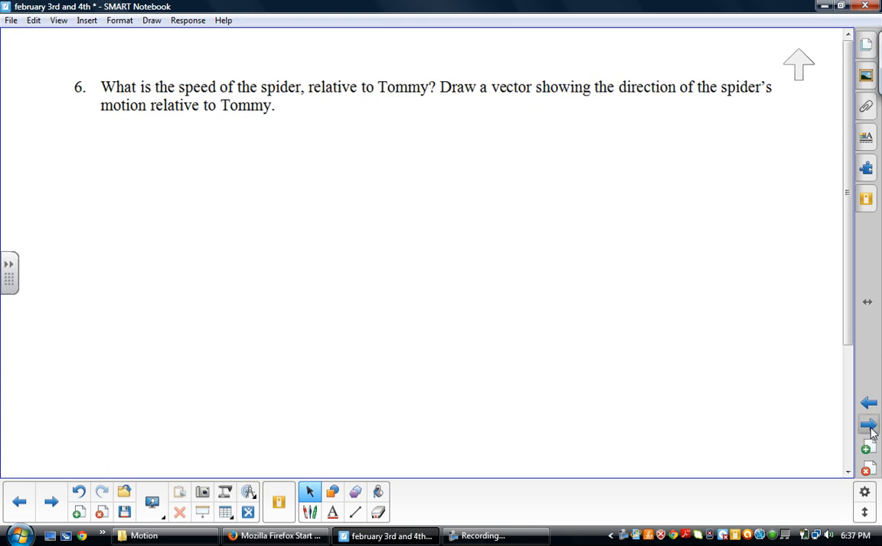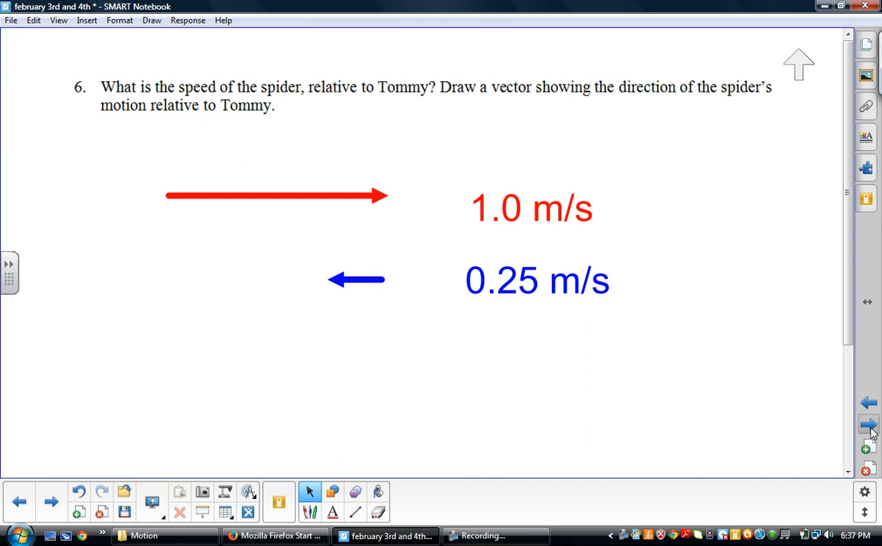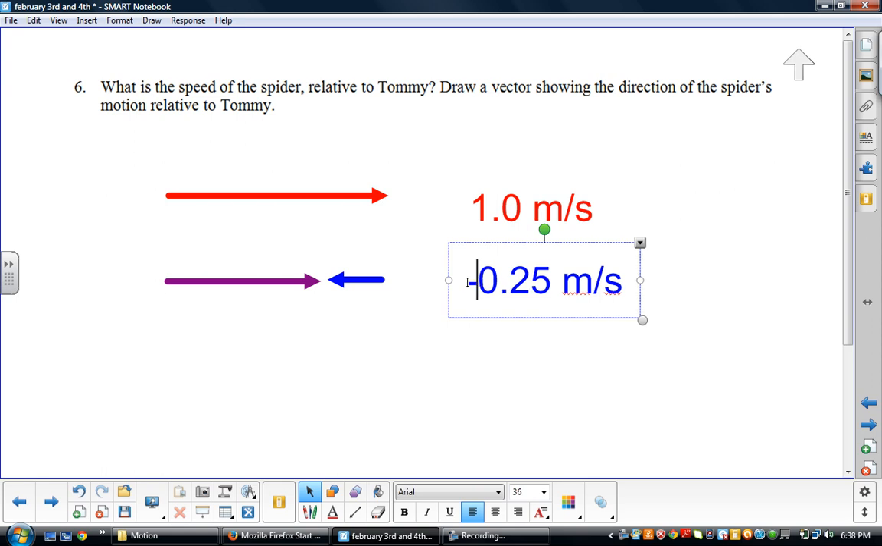This is question number 6. What is the speed of the spider relative to Tommy? Draw a vector showing the direction of the spider's motion relative to Tommy. So we started out with these two vectors. Red is the wagon, blue is the spider, and the purple vector shows the spider's speed relative to the observer. How did I get this? These two are in opposite directions, and we could designate this with a minus sign if we wanted to. And I did, just because I showed the arrow, and since they're in different directions, we take the difference between them.